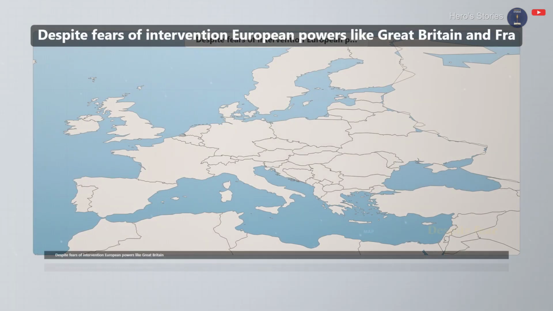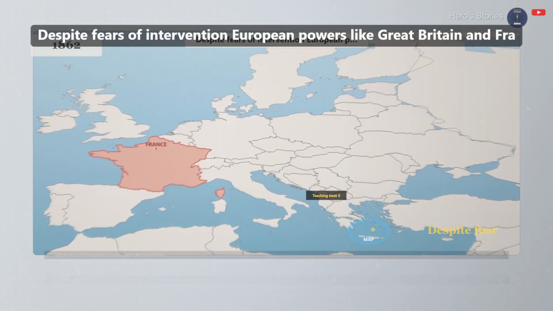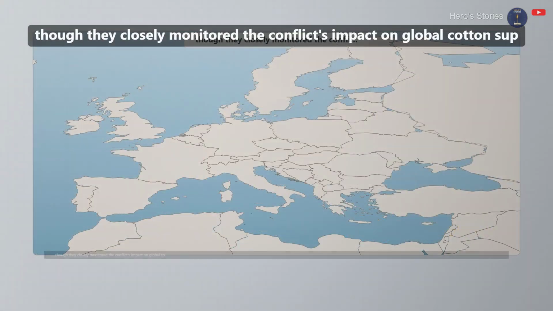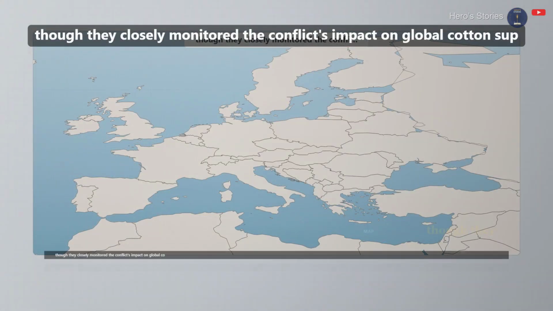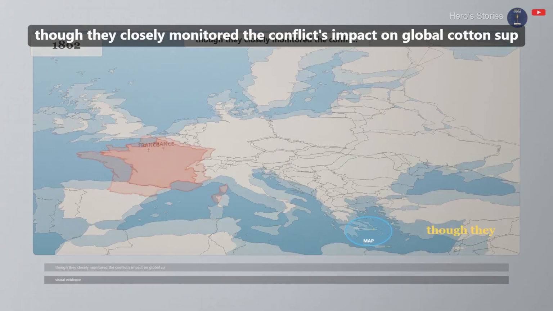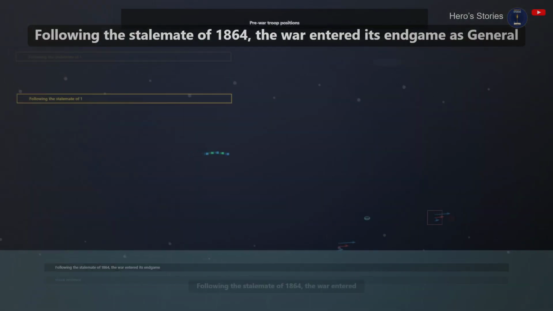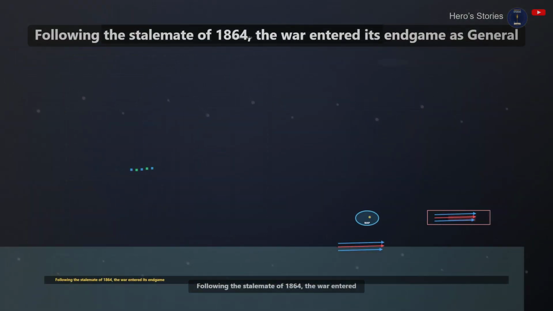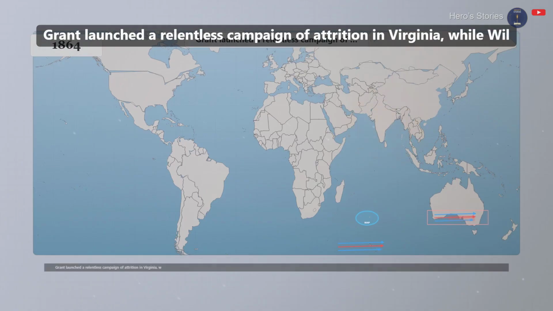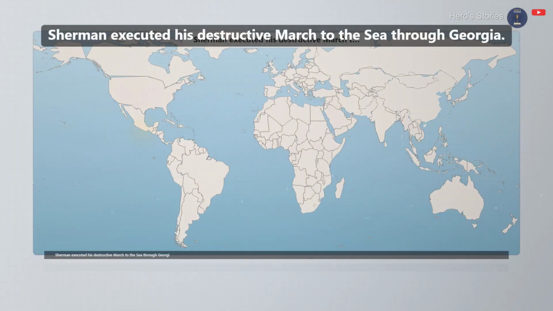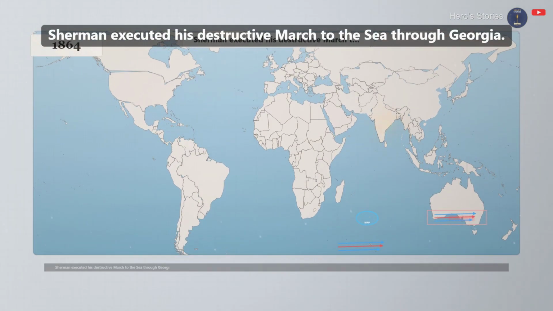Despite fears of intervention, European powers like Great Britain and France remained officially neutral, though they closely monitored the conflict's impact on global cotton supplies and the shifting diplomatic landscape of the Atlantic world. Following the stalemate of 1864, the war entered its endgame as General Ulysses S. Grant launched a relentless campaign of attrition in Virginia, while William T. Sherman executed his destructive march to the sea through Georgia.